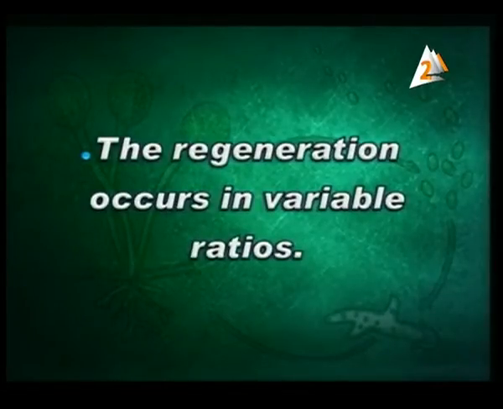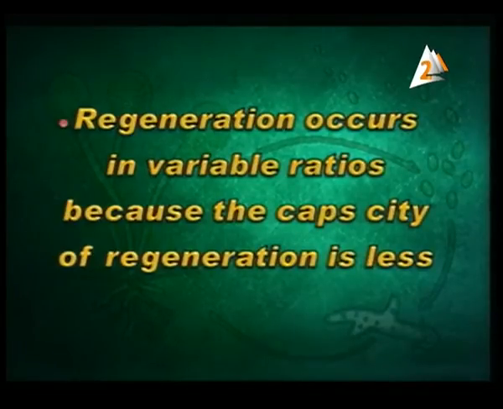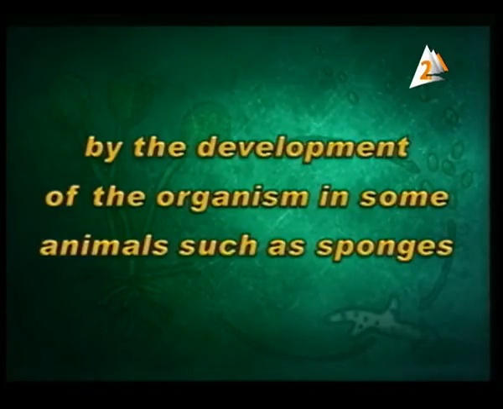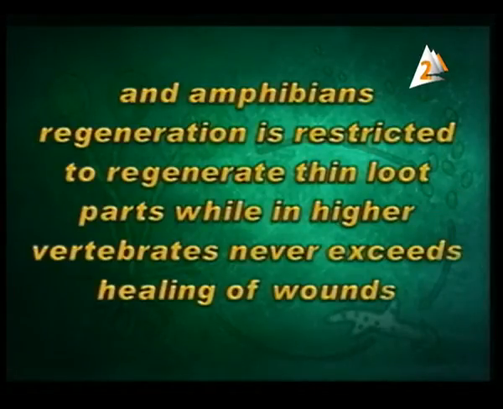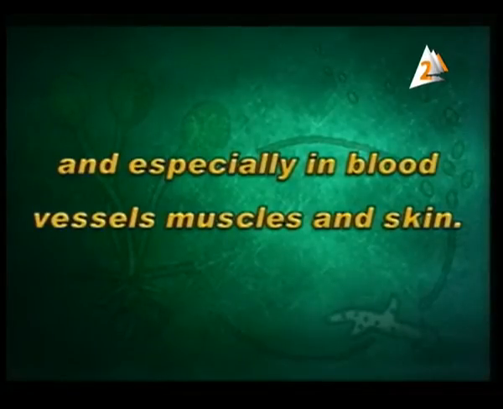I am going to say that again. Why does regeneration occur in variable ratio? I mean it differs from one living organism to another. Regeneration occurs in variable ratios because the capacity of regeneration decreases with the development of the organism. In some animals, such as sponges and hydra, as you see, if the body is cut into several parts, each part can regenerate into a complete individual. So it's a kind of asexual reproduction. In some crustaceans and amphibians, it's different. The regeneration is restricted to regeneration of their lost parts only. While in higher vertebrates, as you see, my dear students, it never exceeds healing wounds, especially in blood vessels, muscles, and skins.